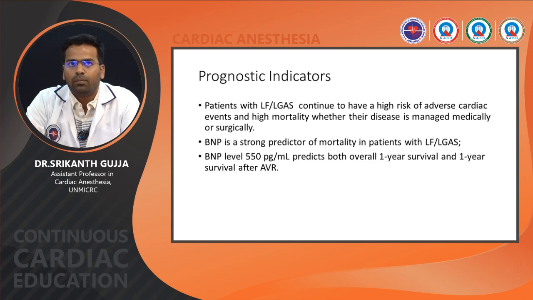Prognostic indicators. Patients with low flow, low gradient AS continue to have a high risk of adverse cardiac events and high mortality whether their disease is managed either medically or surgically. BNP is a strong predictor of mortality in patients with low flow, low gradient AS. BNP level 550 picograms per ml predicts both overall 1 year survival and 1 year survival after AVR.